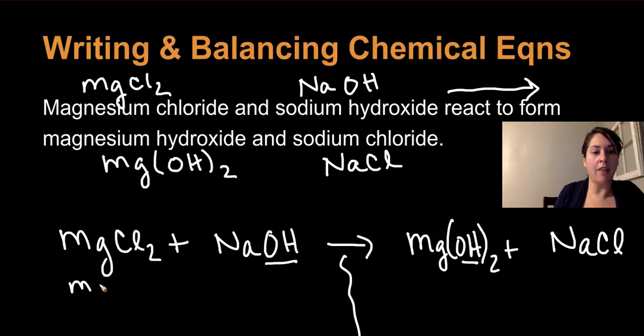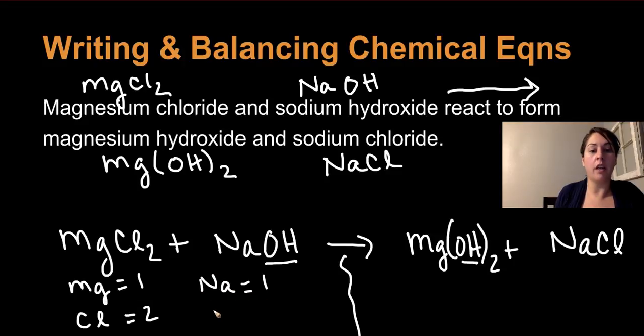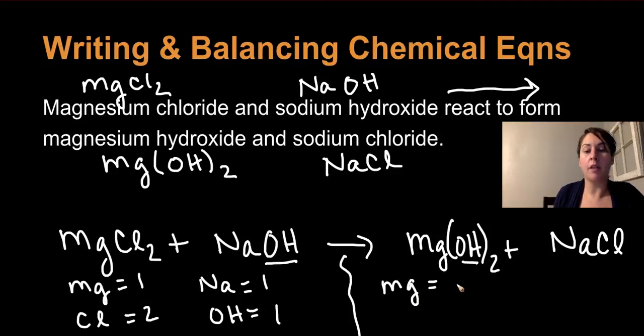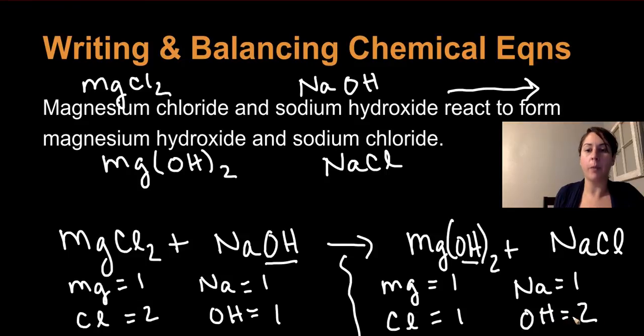So I see I have Mg, I have 1 on this side, Cl, I have 2, Na, I have 1, and OH, I'm going to keep it together, I have 1. Okay, on this side I have Mg, and I'm going to have one of those, and I put it in the same order just to help me. So Cl, I have 1 over here. Sodium is going to be 1, and then OH on this side is 2.